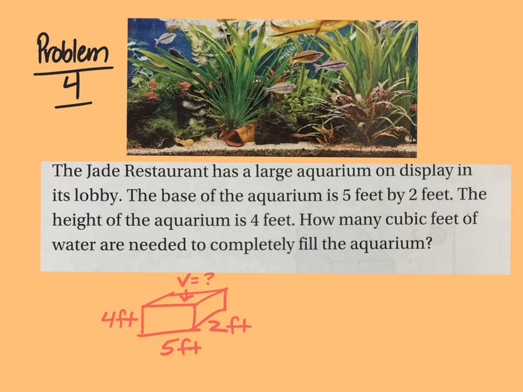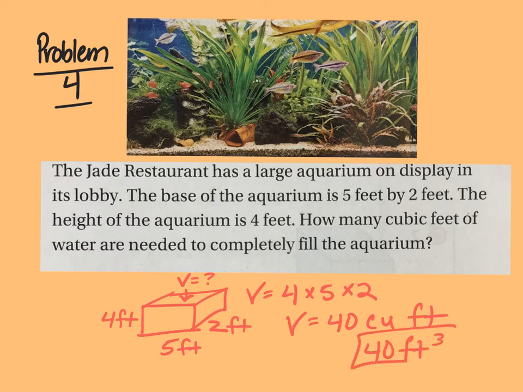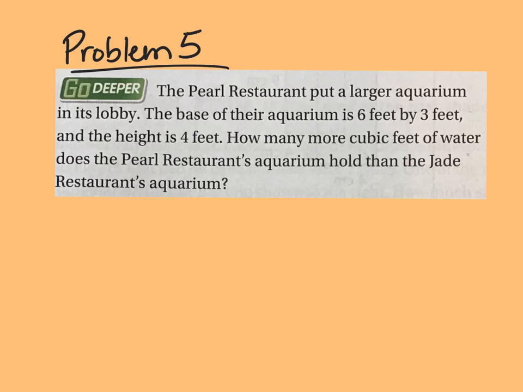So I'm going to use my formula. Remember, it doesn't matter which order you multiply these in because of the commutative property. So 20 times 2 is 40. So I get 40 cubic feet. You can also write it like this, 40 feet cubed. Try this one all on your own and then resume the video.